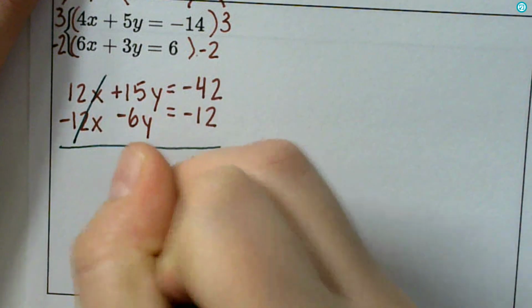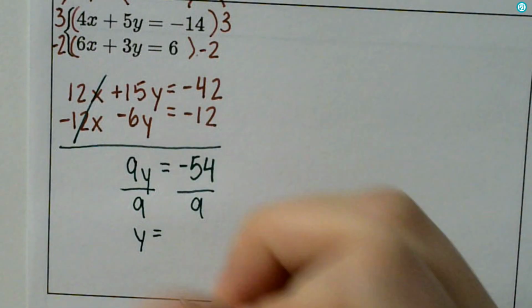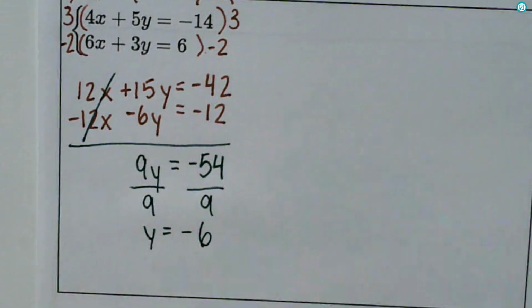So we divide by 9. y equals negative 54 divided by 9, which is 6, right? Yeah, negative 6. Do you guys know the nines trick with your fingers?